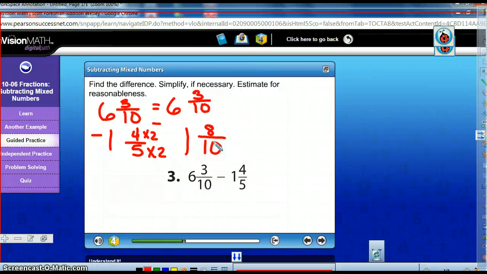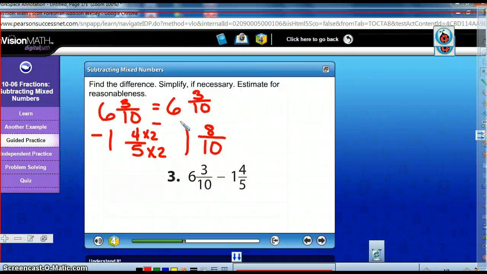So when I borrow 1 from this 6 right here and it becomes a 5, I'm really borrowing what, Caleb? You're really borrowing. You borrow. You're not paying attention, and you need to be.